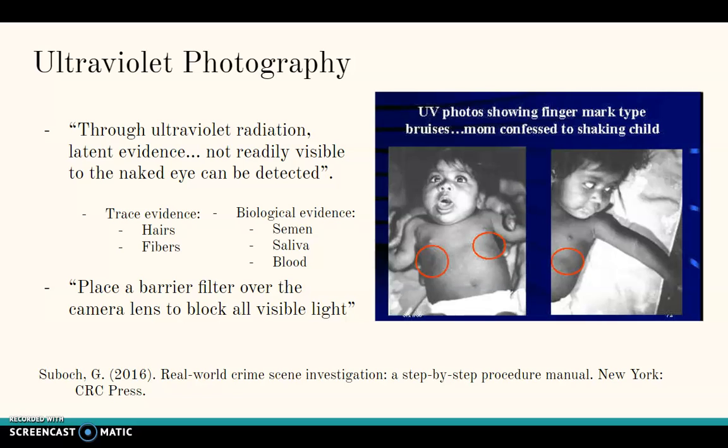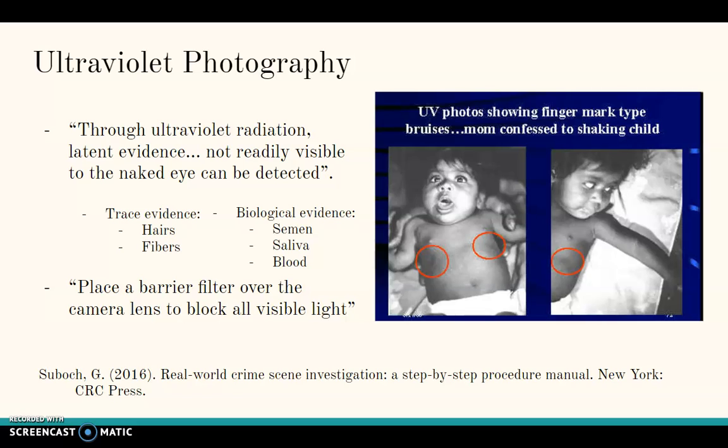Ultraviolet photography, through ultraviolet radiation, shows latent evidence. So trace evidence is hairs and fibers, and biological evidence, you can see semen, saliva, or blood. All of this stuff is not readily visible to the naked eye, but through the ultraviolet radiation and taking a picture of it, you're able to see it.